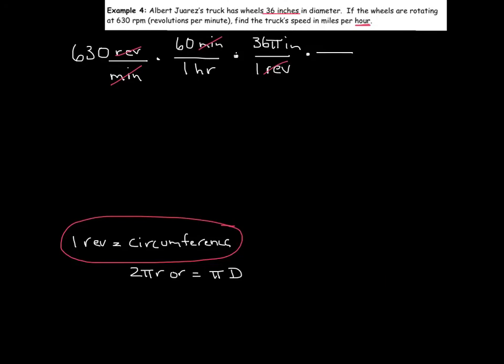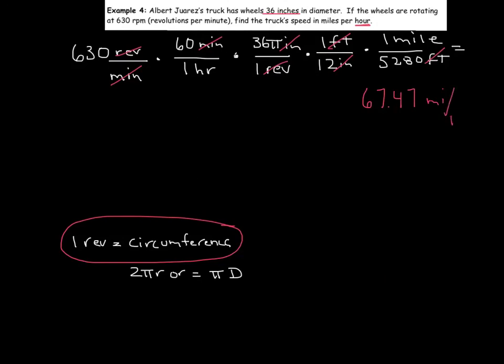So we have 12 inches in 1 foot. And then we have to remember that 5,280 feet is in 1 mile. All you need to really do at this point is multiply everything, so you cross off your units. Inches goes away, feet goes away, and you end up with 67.47 miles per hour.